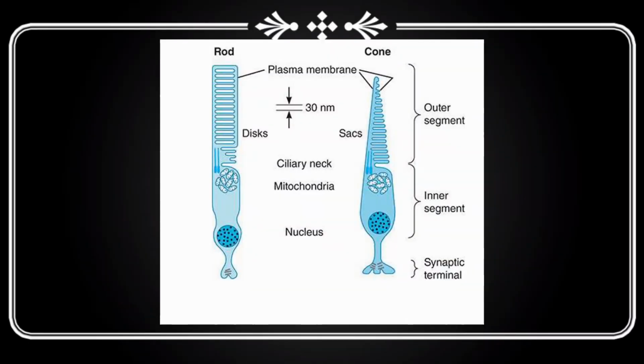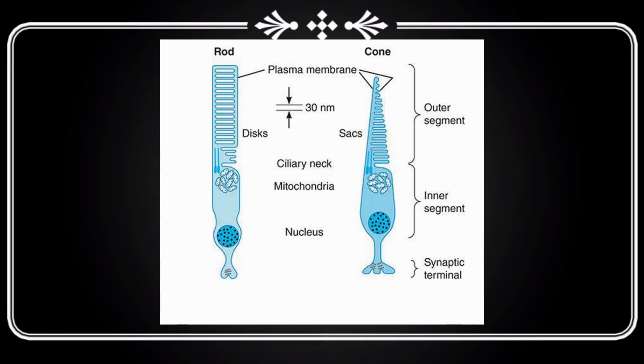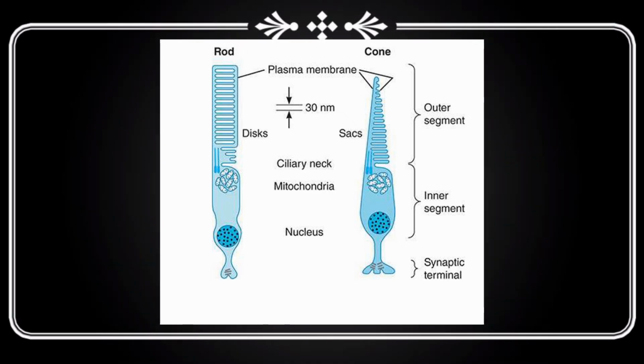This is the picture of the rods and cones. In the cells, there are 2 segments, the outer segment and the inner segment, and there's a synaptic terminal, the nucleus, and mitochondria, and there are discs in the outer segment that contain the visual pigments. Rods are rod-shaped and cones are cone-shaped.